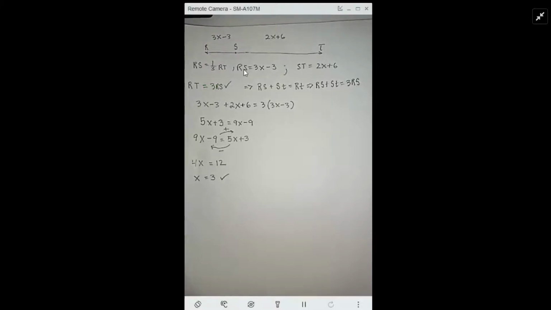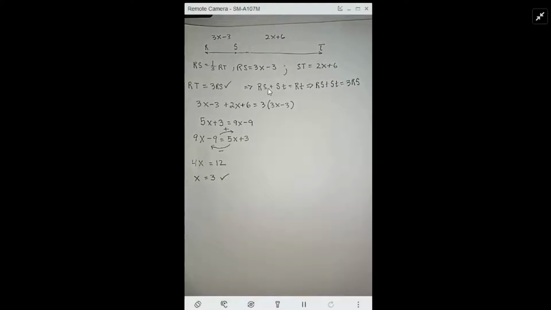So RS equals 3x minus 3, given. We draw a picture. S is roughly 1/3 of the way. Actually, it's a little smaller now, but either way, you get the idea. It's not in the middle. RS is here. We have ST. By the addition postulate, RS plus ST equals RT. RS plus ST. We're going to substitute by the substitution property.